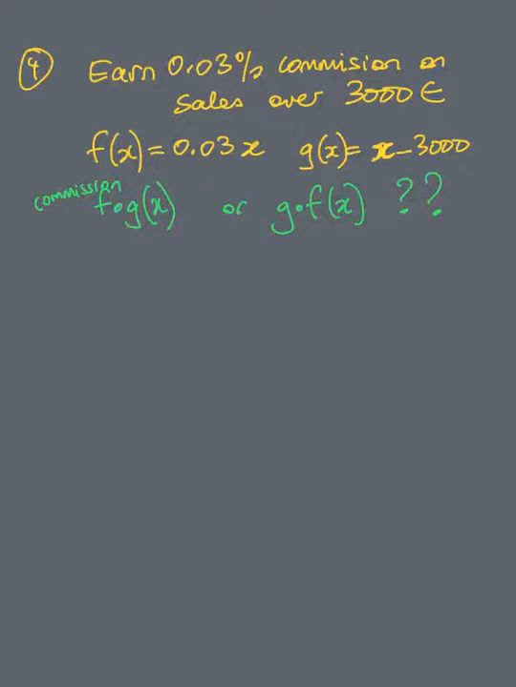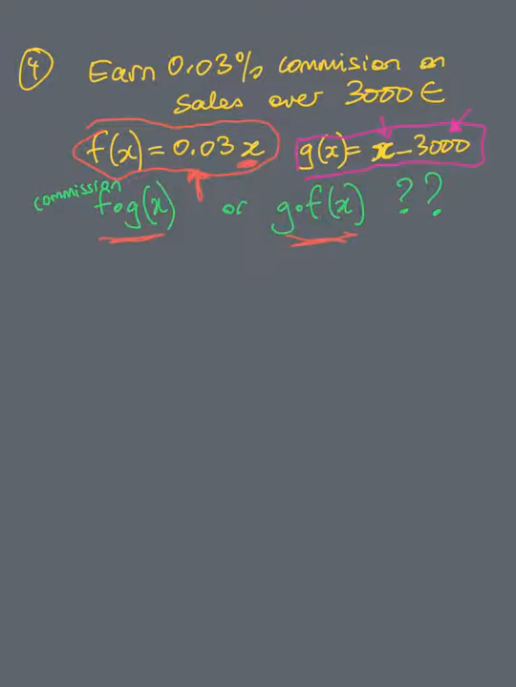In this question, you're earning 0.03% commission on sales over €3,000, and it's asking you which of these 2 composite functions represents your commission. Well, if I look at this first equation, this is the percentage of sales, so this x must be the amount that you're earning your commission on. And if I look at this equation here, this looks to represent your total sales minus the first €3,000 that you obviously don't get commission on.